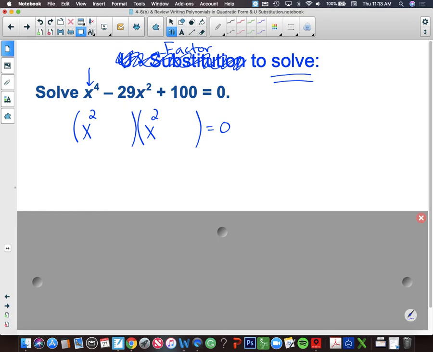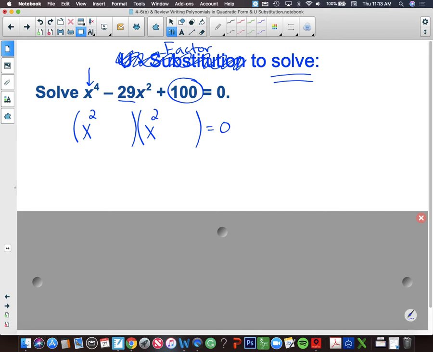So what two numbers multiply to 100 and add to 29? Might have to think about that a little bit. An easy option for 100 is 10 and 10, but you can't add 10 and 10 to get a 29. So let's see, maybe like a 15 and 14. That's too big. Let's say 50 and 2, too big. Let's say 20 and 5, too big.